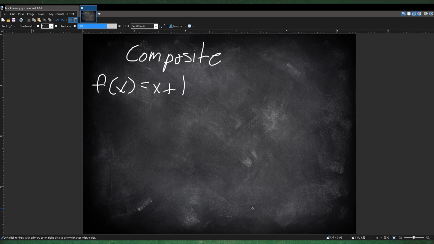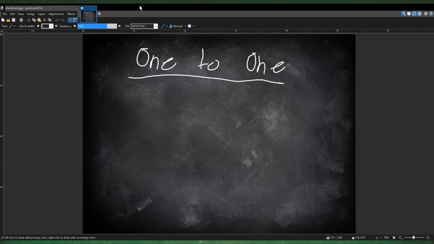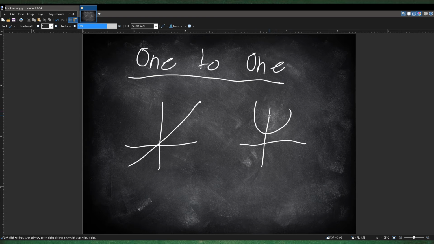Now, one-to-one functions. Let me write this out first. One-to-one functions are basically functions where each x value has a particular y value. So what does that mean? If you look at a linear equation, you see how every single y value has a particular x value? That's what it means. This is a one-to-one function. But if you have something like a quadratic, it is not a one-to-one function because you can see overlap, basically.